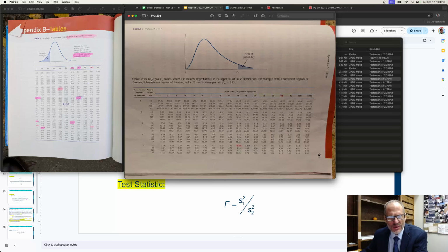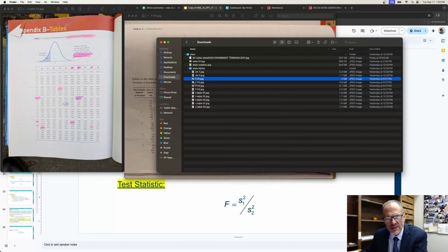Entries in the table give F alpha values, where alpha is the area of probability in the upper tail of the F distribution. For example, with 4 numerator degrees of freedom and 8 denominator degrees of freedom and a 0.05 area in the upper tail, F 0.05 is equal to 3.84 would be your test statistic. And so if you looked up 4 degrees of freedom in the numerator, here's the numerator, 4 degrees of freedom, and 8 degrees of freedom in the denominator, that's going to be on the next page, so I could bring that up.